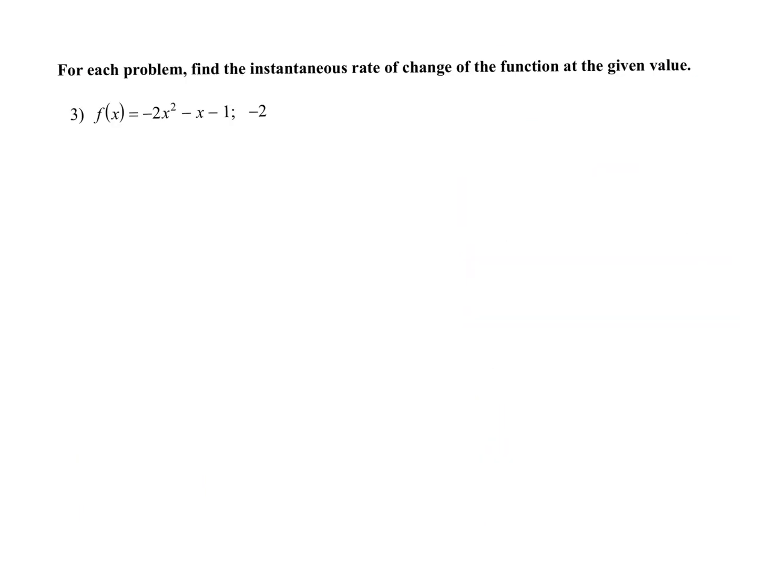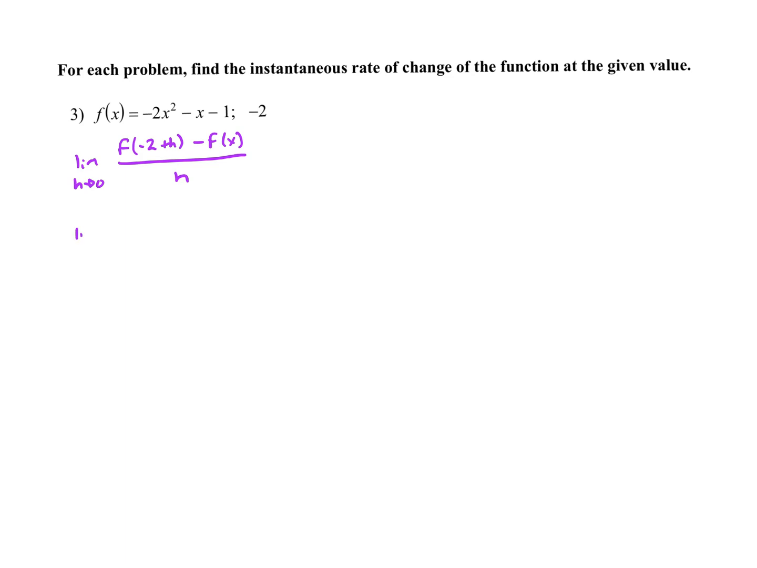So here's one of your homework problems. It says for each problem find the instantaneous rate of change of the function at the given value. So we can kind of skip all that picture and stuff if we want. The picture is what we're doing, but we can kind of just jump right into that with the limit as h approaches 0 of the function evaluated at -2 plus an h. And then I'm going to subtract the function and divide that by h.